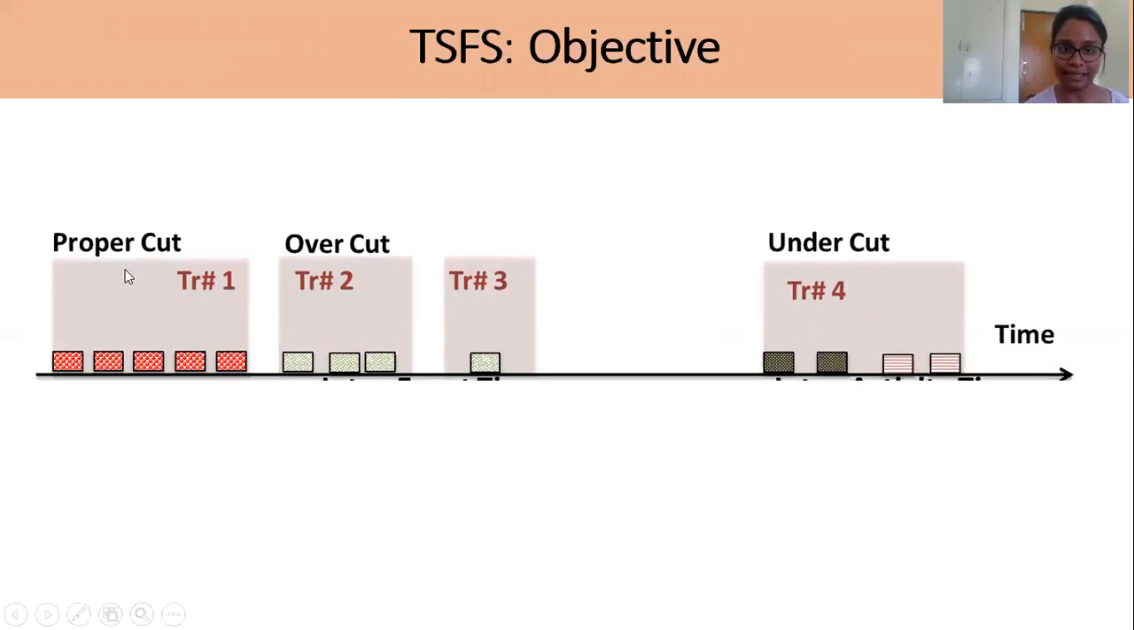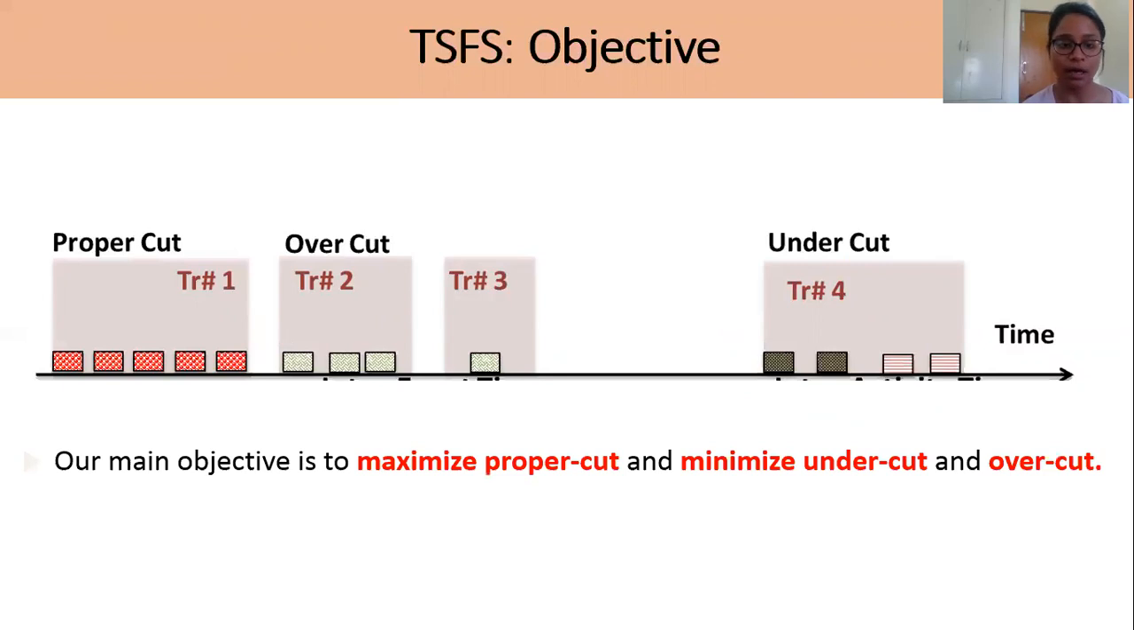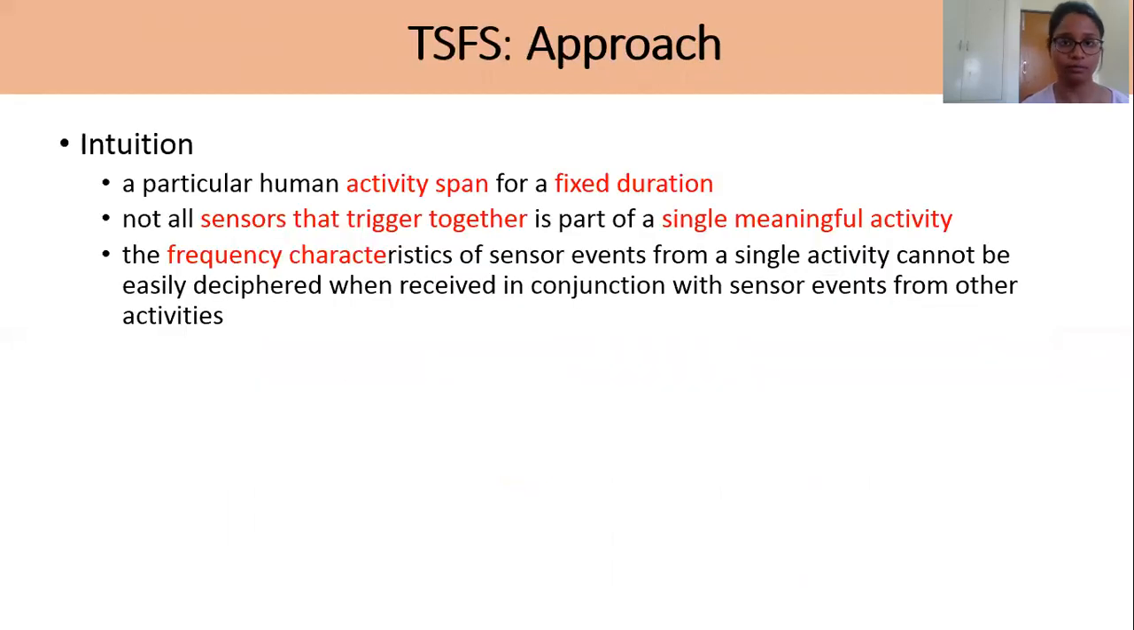But if an activity is divided into two segments or more, then we call it overcut. And the opposite is undercut, meaning that more than one activity is getting mixed in one segment or one transaction. So the real objective of this chapter is to maximize proper cut and minimize undercut and overcut. So let's talk about the intuition behind this approach.